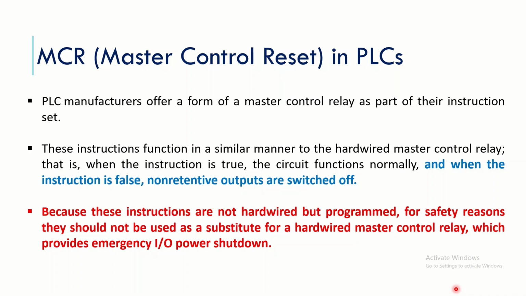Non-retentive outputs means any output that does not retain its state when the power is off. So what will happen if the power is off? That means the master control relay instruction is false. Then power will no more be delivered to that branch in which that MCR is being operated.